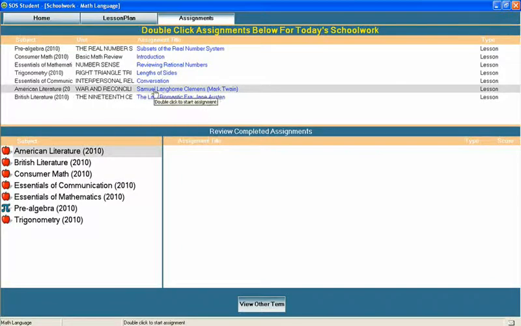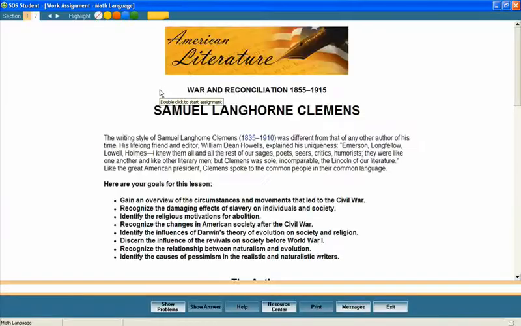Now let's take a look at an American literature lesson. In a unit entitled War and Reconciliation, let's look at a lesson called Samuel Langhorne Clemens, Mark Twain.